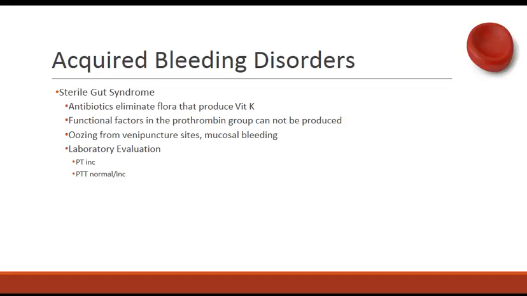So the factors that need the vitamin K are not able to work properly. So this is usually seen when they have mucosal bleeding or bleeding from venipuncture, bleeding from IV sites. And the key is they've had some kind of infection and they've been on strong antibiotics for a long period of time. The PT is increased, the PTT is normal or increased. It's variable.